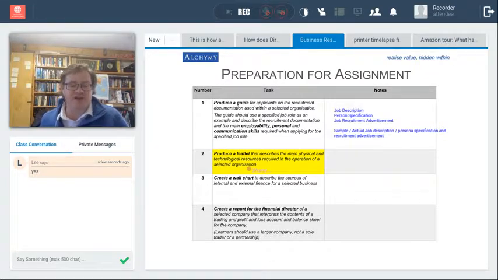For the second task, you've got to produce a leaflet that describes the main physical and technological resources required. So, as I said, there's a typo there. Let me just bin that. Sorry, that's okay. The main physical and technological resources required in the operation of a selected organization. So, well, that's what we're covering now.